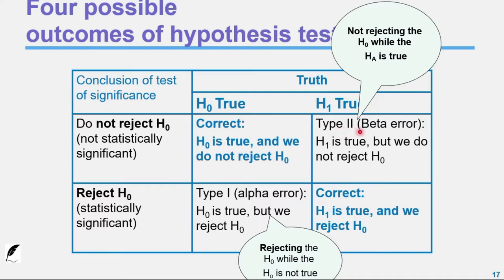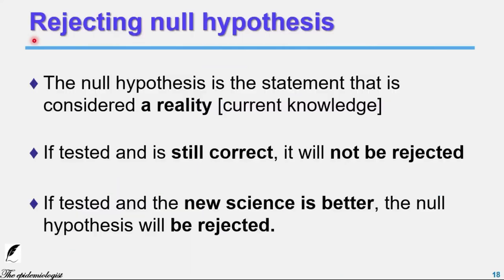The second error, the type 2 error, is an error that comes when the reality is that the alternative hypothesis is true, but the null hypothesis is not rejected, which is the value of the beta, which is equivalent to random error, also called sampling error.